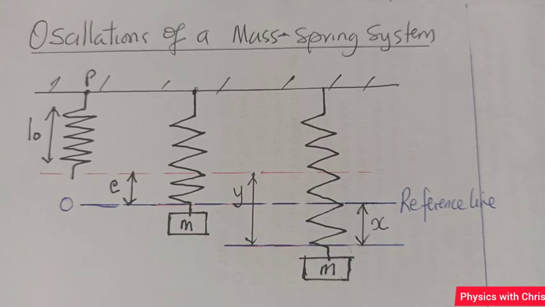In this video, I'll be describing and explaining the oscillations of a mass spring system. In my previous videos, I've taken time to explain oscillations, simple harmonic motion, the basics of it, and even deriving the period of a simple pendulum. So in this video, I'll describe the motion of this mass spring system and also derive the expression, the equation for the period of a mass spring system.